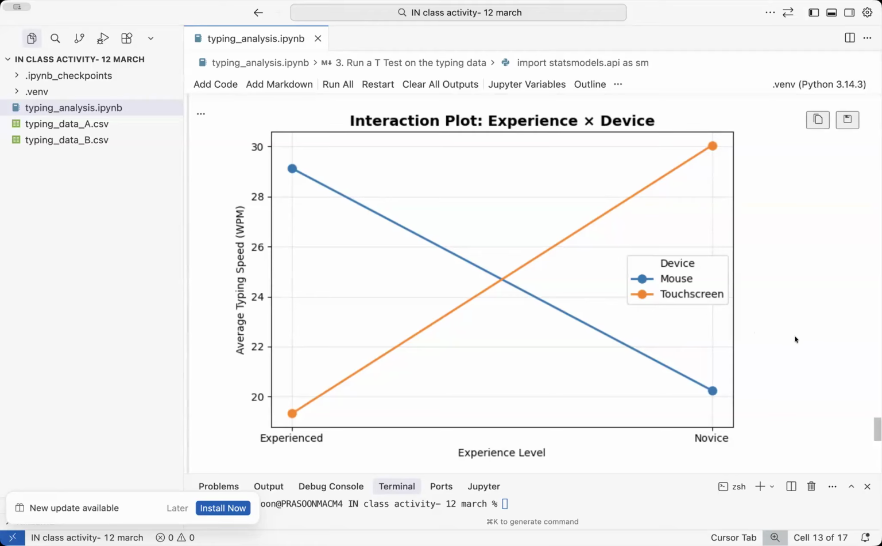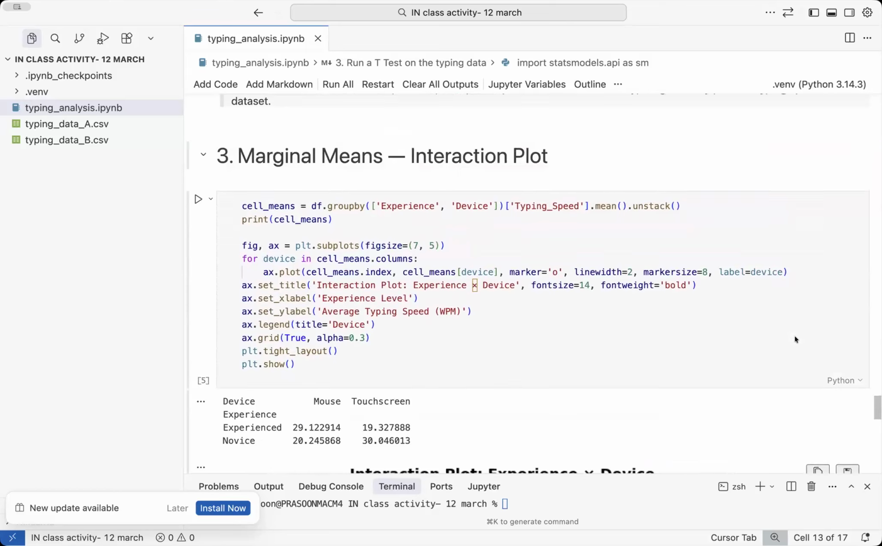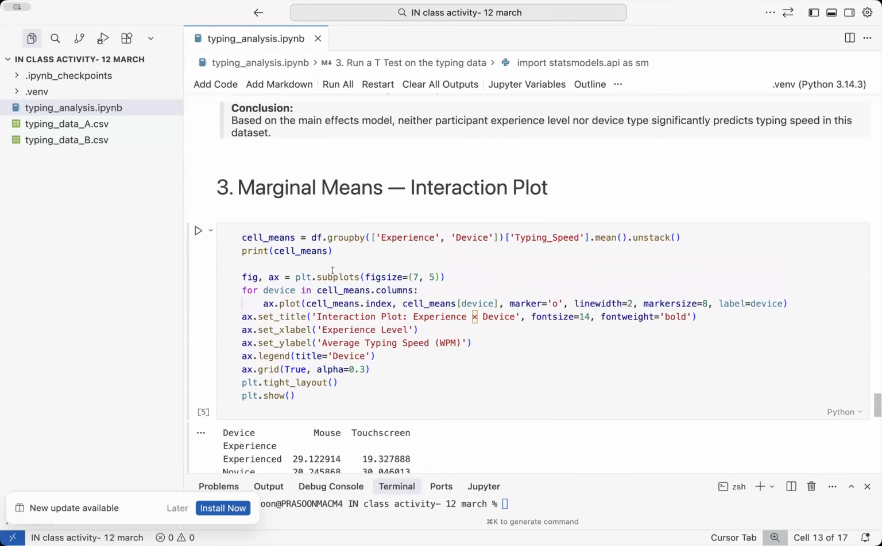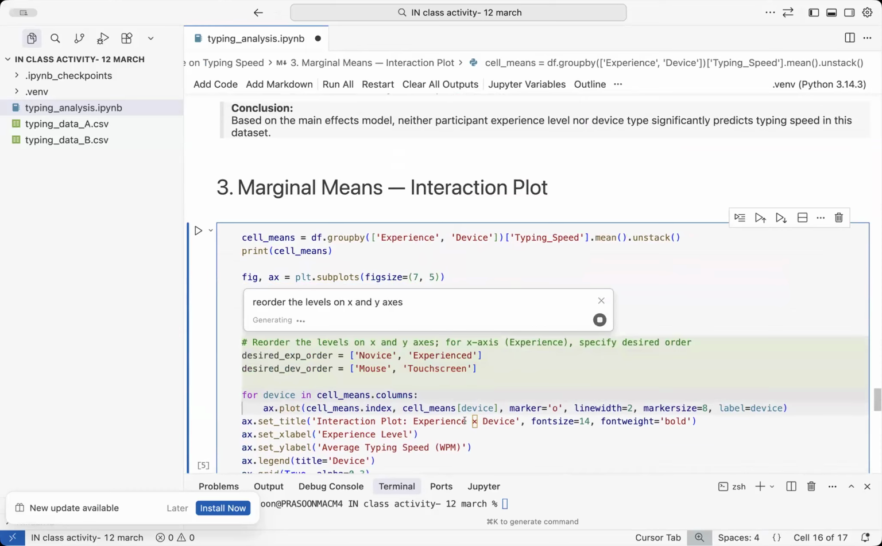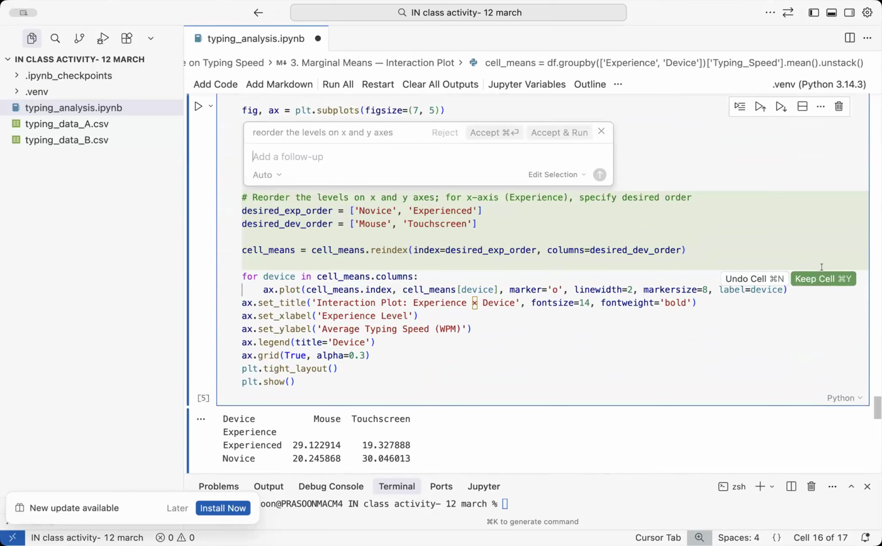Well, novice is on the right again, so it's kind of a little misleading. That is annoying, I agree. It's probably the same problem as before. They have to be reordered. Interesting part is these are two different libraries, not even the same library that I'm using. So I guess the alphabetic thing is the universal thing. I mean, just ask your chatbot to reorder the levels. Device doesn't matter too much, but experience should be novice first.